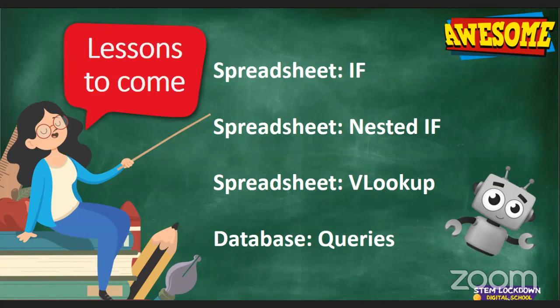Okay, and the day after that, it's actually just preparation for Friday. We will join into the nested if. The nested if is just an if with more than one criteria. So it's more than one if in one if, and it gets called a nested if. We'll look a little bit later at spreadsheets, VLOOKUP and database queries as well.